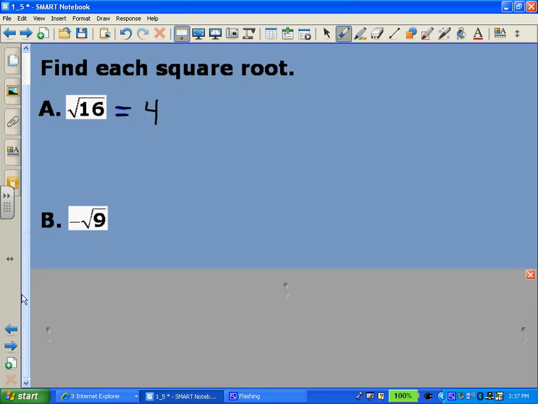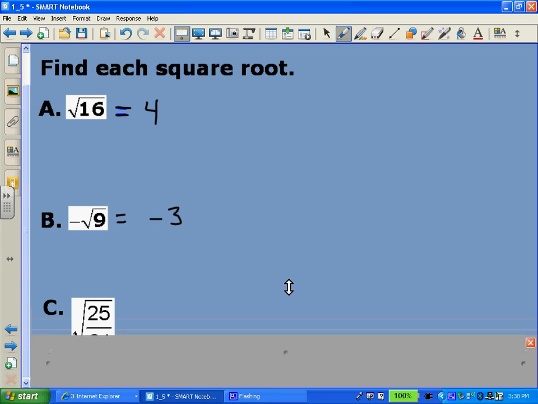You will also see this sometimes, where you have a negative sign in front of your square root. When that happens, all you do is just leave the negative sign out front and then take the square root. So I have negative the square root of 9. Well, the square root of 9 is 3. So my answer for the negative square root of 9 would be negative 3.